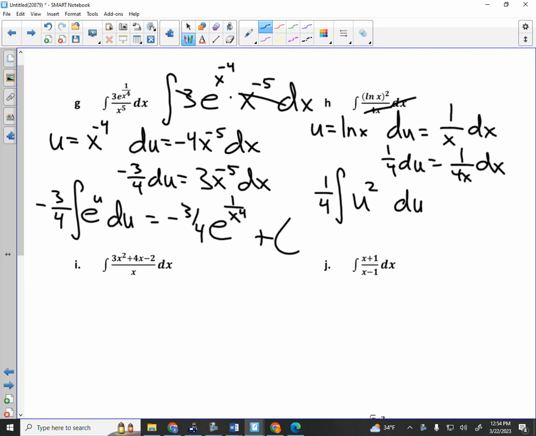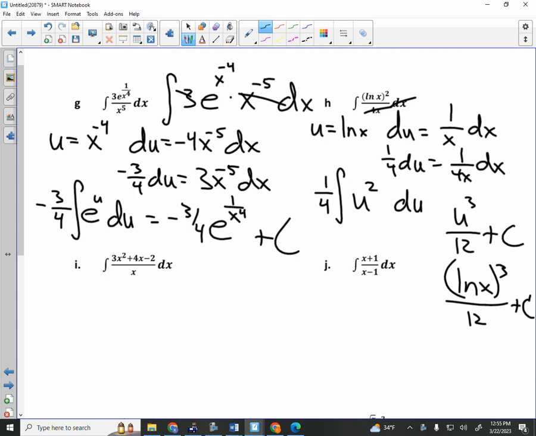U squared. What is the antiderivative of u squared? U to the third over 3, so I have u to the third over 12 plus c, or otherwise natural log of x cubed over 12 plus c.